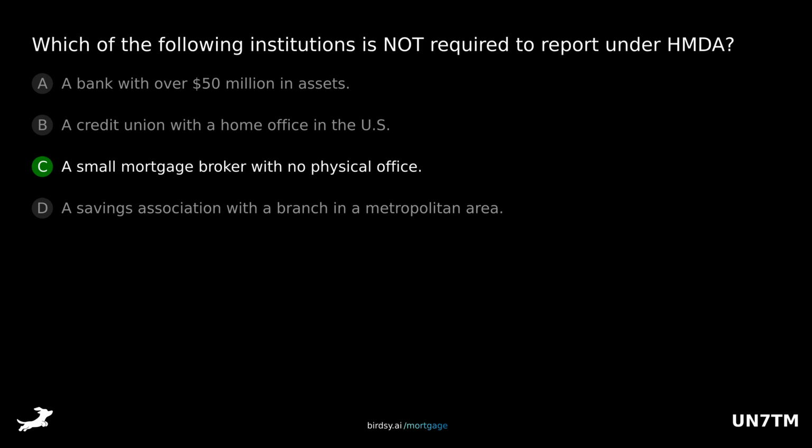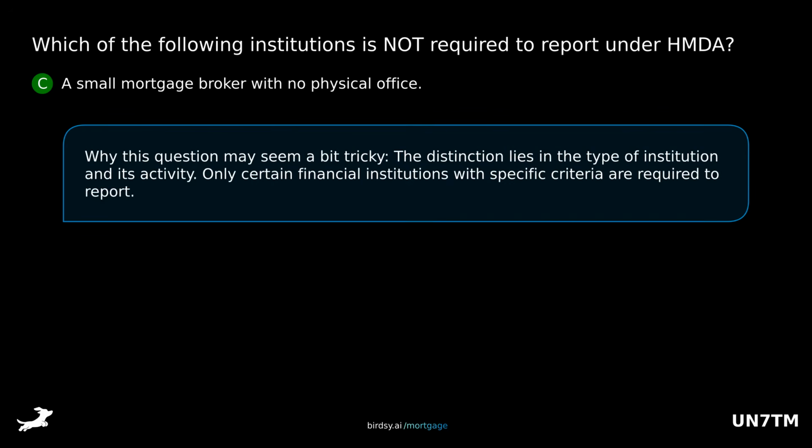The answer is C, a small mortgage broker with no physical office. Why this question may seem a bit tricky. The distinction lies in the type of institution and its activity. Only certain financial institutions with specific criteria are required to report.